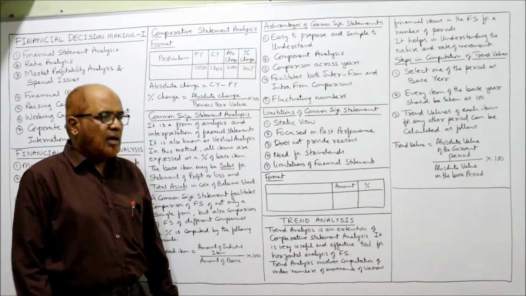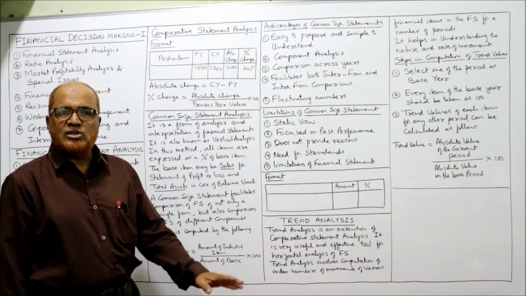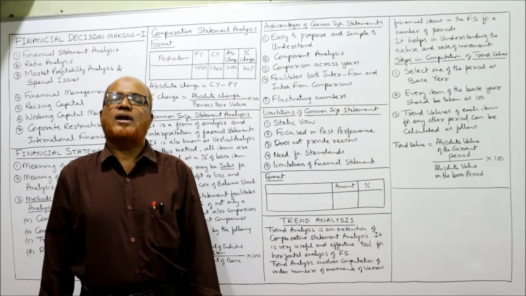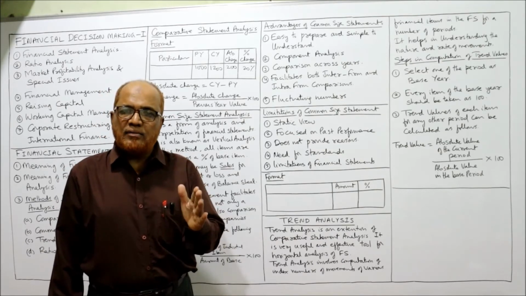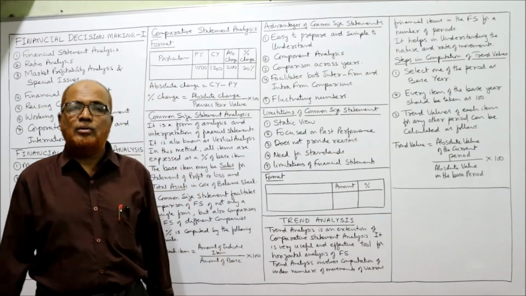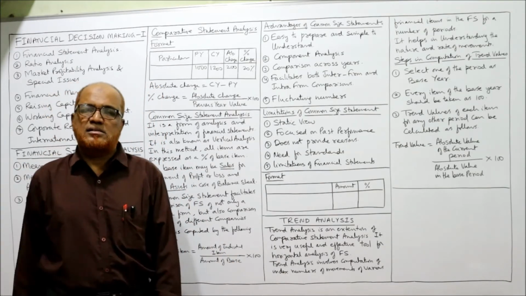Only two columns, amount column and percentage column. That's all. So this is the end of common size. So far I have explained to you comparative statement analysis and common size statement analysis. Now the third and last one is trend analysis.